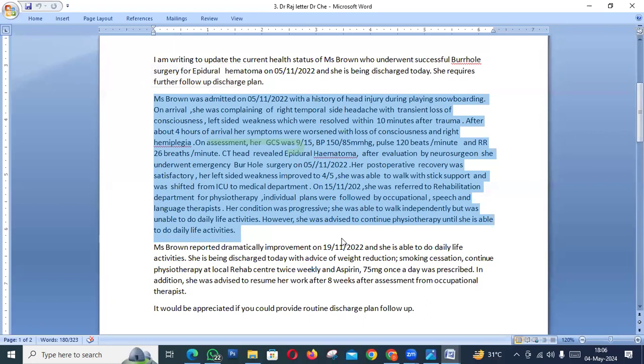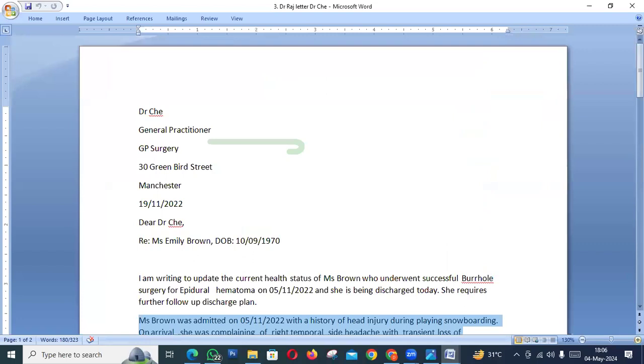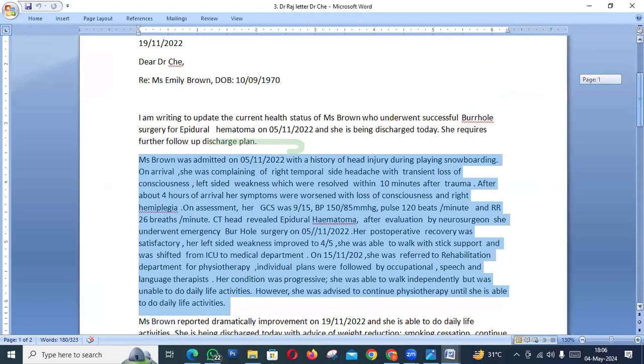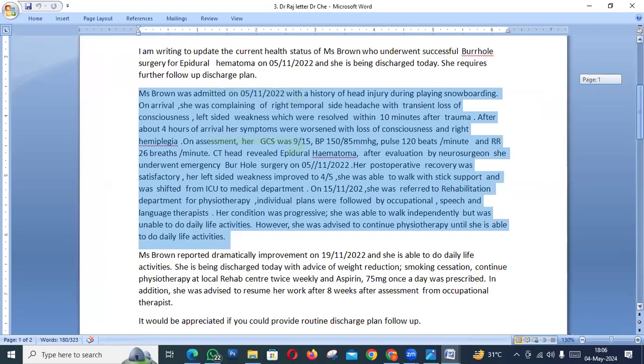This is one paragraph, sir. This is one paragraph, okay. Without reading your letter, are you a doctor? Yes, sir. Without reading your letter, I can evaluate you, and you cannot challenge my evaluation.